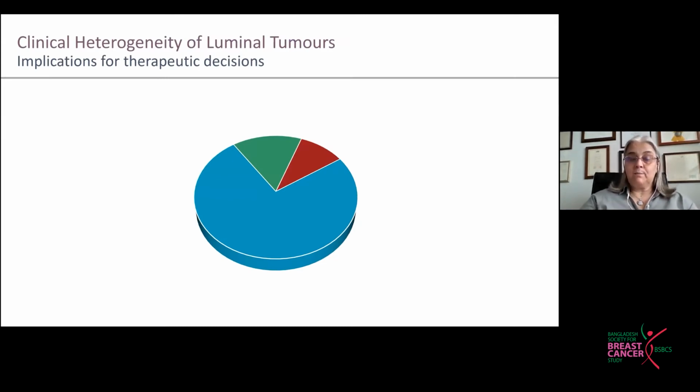So let's simplify this heterogeneity and divide this very large group of patients. Remember that these are about 65% to 70% of breast cancer patients. We can divide them into three main groups. One has what we call a visceral crisis, and I'll detail for you what this is, but this is at most 15% of these patients.